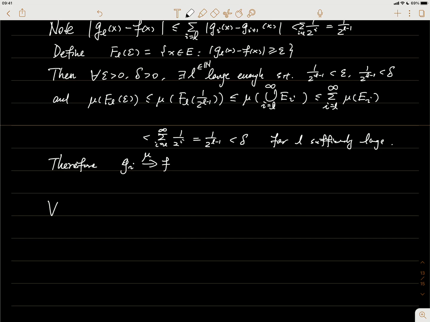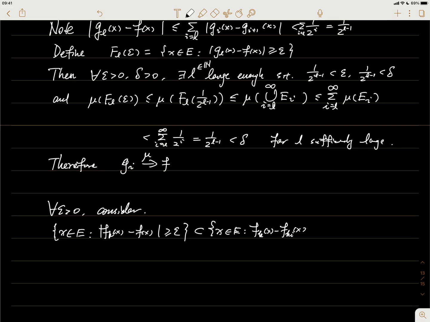We can show that for any epsilon greater than 0, let's say the set of points where f_k(x) minus f(x) differ by epsilon, I want to show that the measure of this goes to 0 as k goes to infinity. By the triangle inequality, I can show that this is less than or equal to the set where |f_k(x) minus f_{k_i}(x)| is greater than or equal to half epsilon, union with the set where |f_{k_i}(x) minus f(x)| is bigger than or equal to half epsilon. It's just the union of these two.